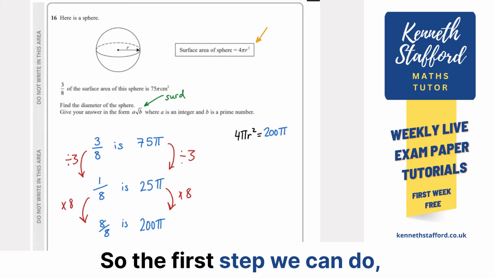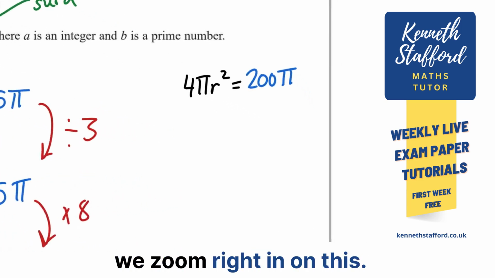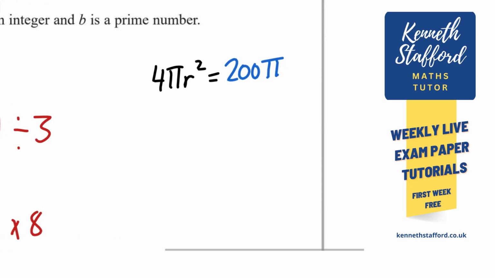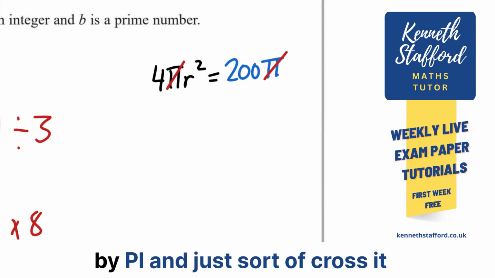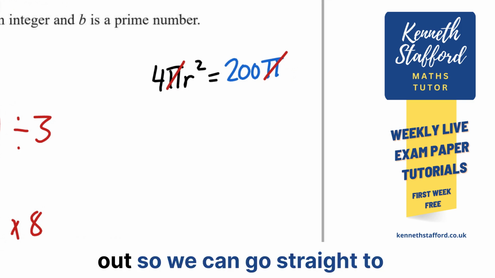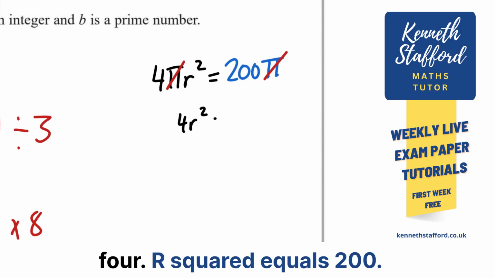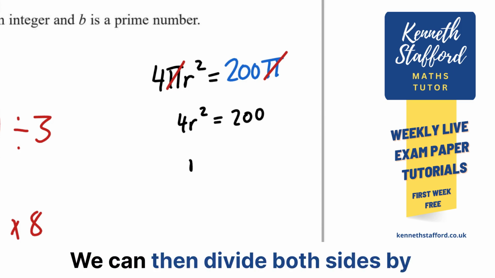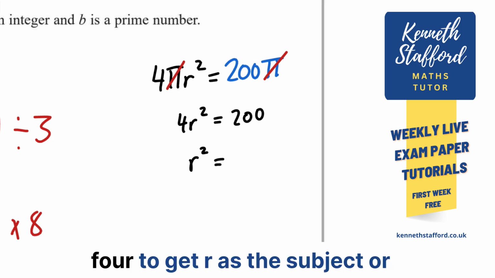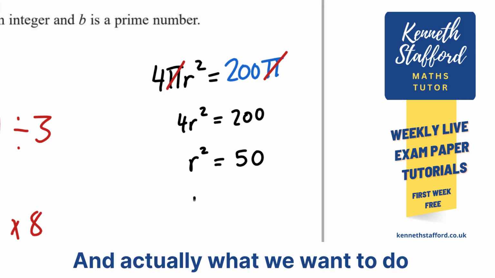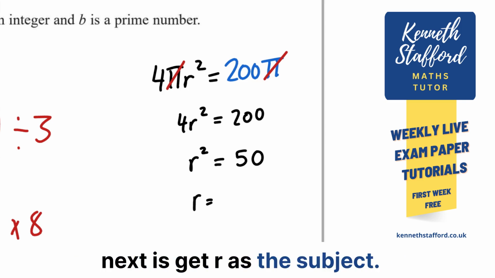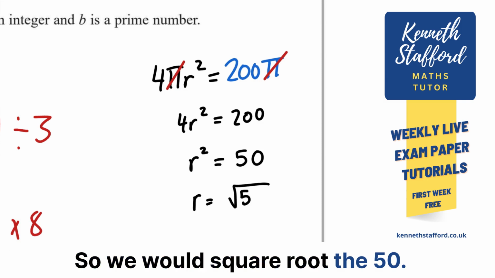So the first step we can do, we zoom right in on this. You can always divide both sides by pi and just sort of cross it out. So we can go straight to 4r squared equals 200. We can then divide both sides by 4 to get r squared as the subject. And actually what we want to do next is get r as the subject, so we would square root the 50.